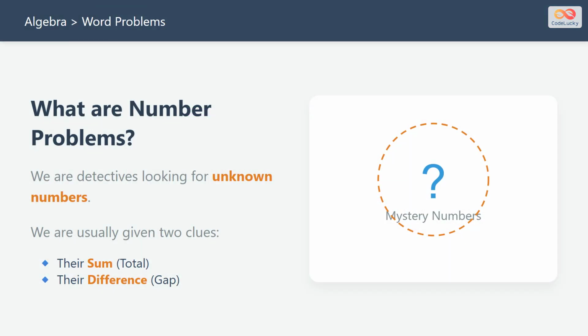So, what exactly are number problems? Think of them as mysteries. We are acting as detectives looking for unknown numbers. Usually, the problem gives us two main clues: the sum, which is the total when the numbers are added, and the difference, which is the result when one is subtracted from the other.